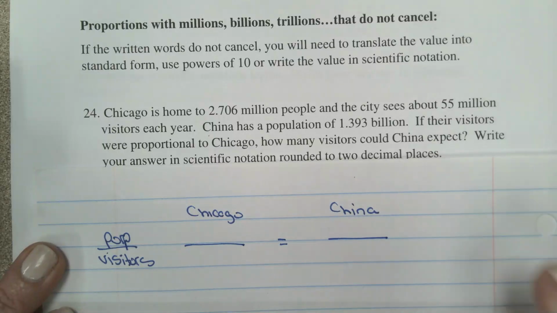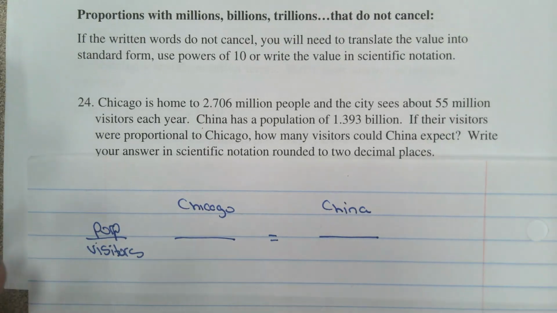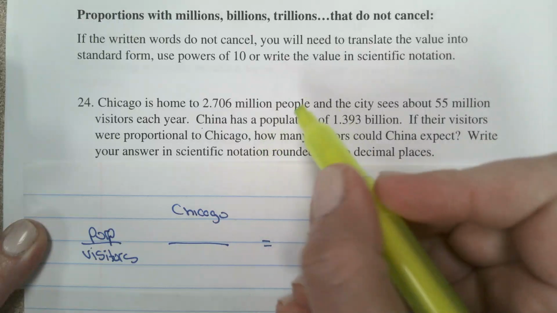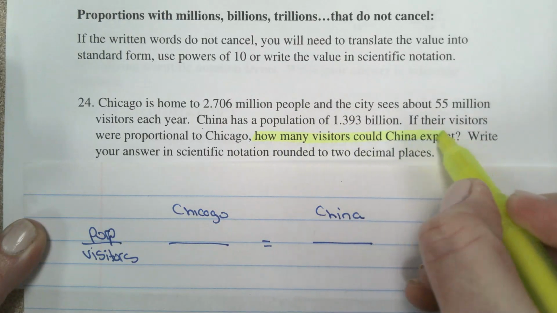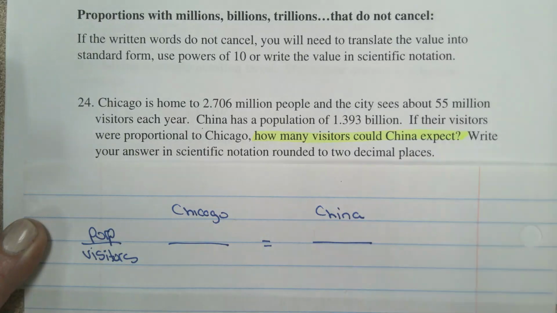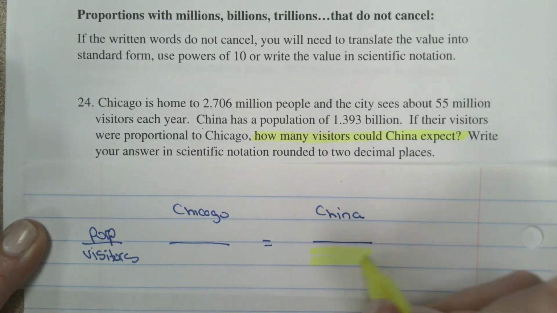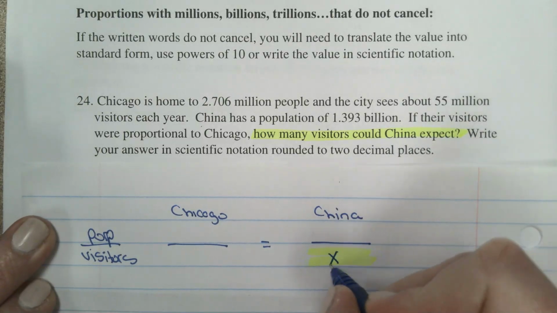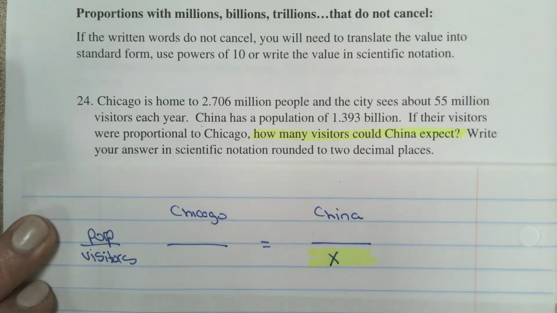So this is how I'm going to set it up. And before I get too far, I'm going to go to the last sentence, and it says, how many visitors could China expect? Number of visitors that China could expect. All right, so that is my unknown, so that is definitely where my variable goes.